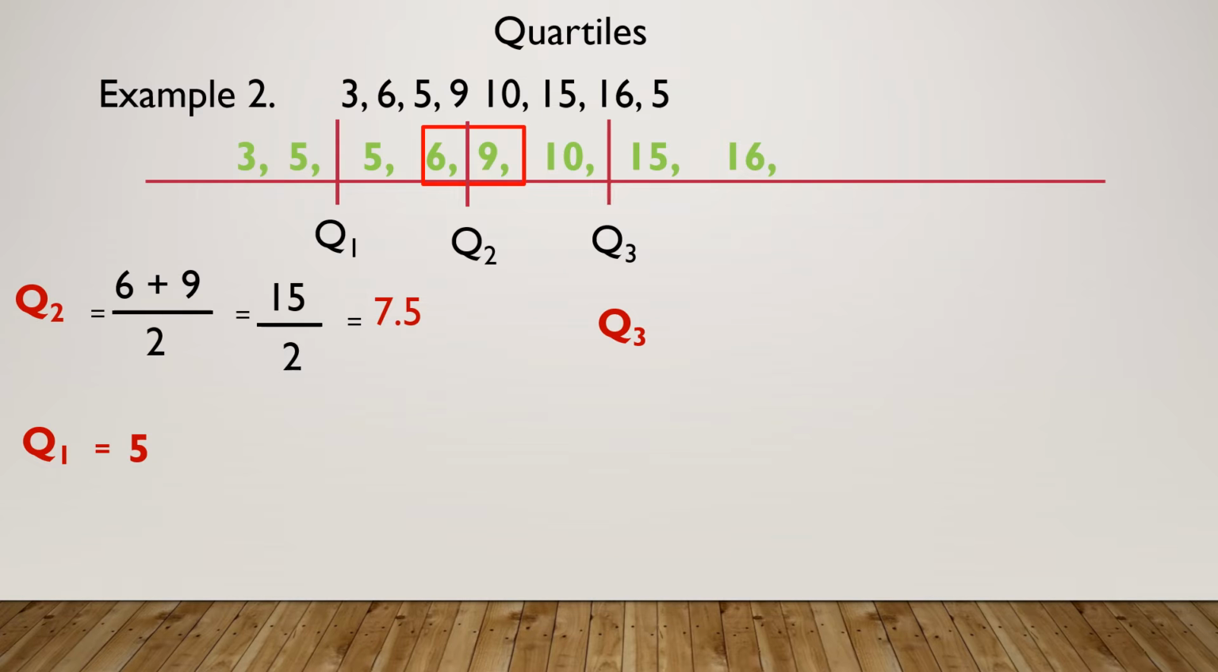Now, for the third quartile, if you just simply want to get the average of 10 plus 15 divided by 2, the average of 10 and 15, that is 12.5 actually. 12.5, that is the third quartile.